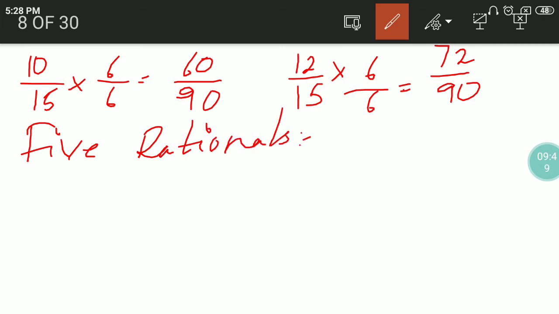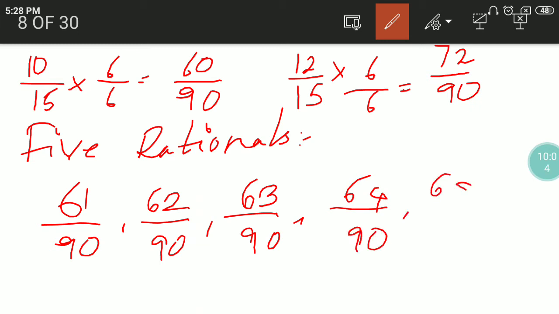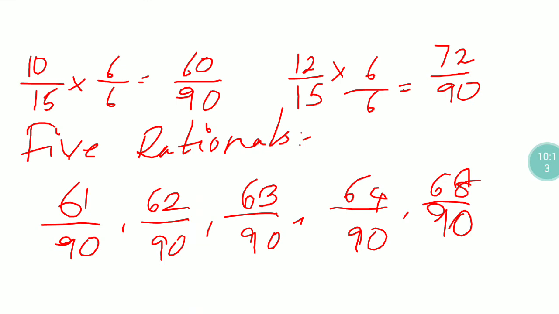So the 5 rationals are, you can write any number from 60 to 72. So 61 by 90, 62 by 90, 63 by 90, 64 by 90 and 65 by 90, even 68 by 90 is also fine, no problem. Clear? This is the answer for the first bit. Now we will see the second bit, how to solve.